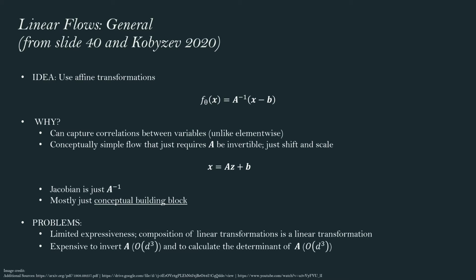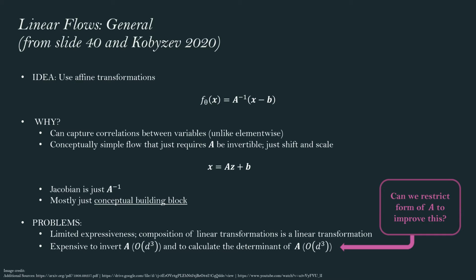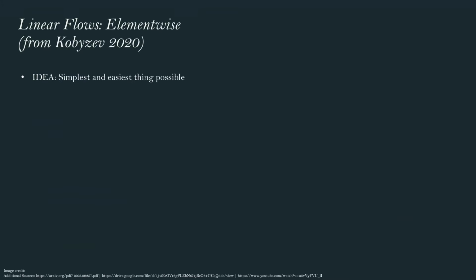And this is going to be very expensive to invert. If you remember that little chart from a minute ago, all this is big O d cubed for both inversion and calculation of the determinant, and that's going to be bad for a large number of dimensions, because on every single training step, you're going to be calculating that determinant, right? So this is going to add up very quickly. So the question is, can we restrict the form of the matrix A to improve on this? We already saw with the element-wise case that we can get a diagonal matrix with at least one constraint. So let's take a look at element-wise linear flows.